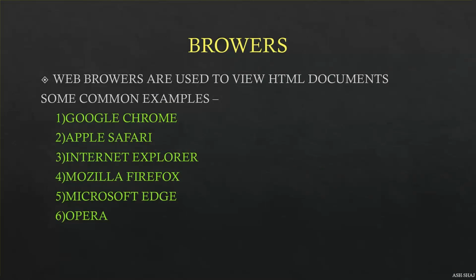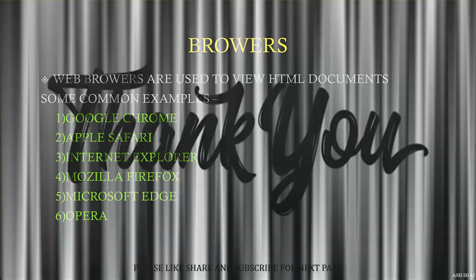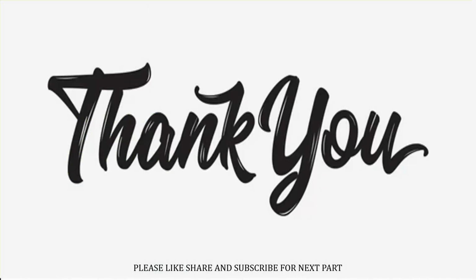Now, let us come to browsers. Web browsers are used to view HTML documents. Once we have created the code, we also need to view it. So the viewers from where we can view the HTML documents are Google Chrome, Apple Safari, Internet Explorer, Mozilla Firefox, Microsoft Edge, Opera. These are some common browsers which we commonly use for viewing the HTML documents.